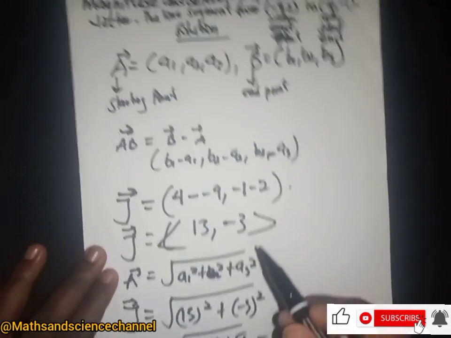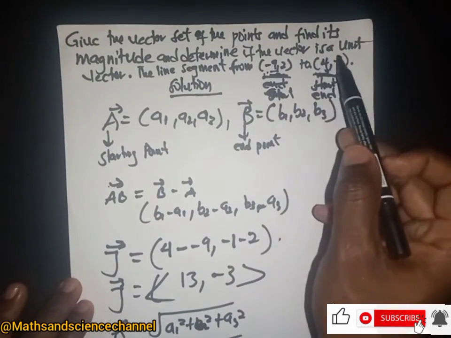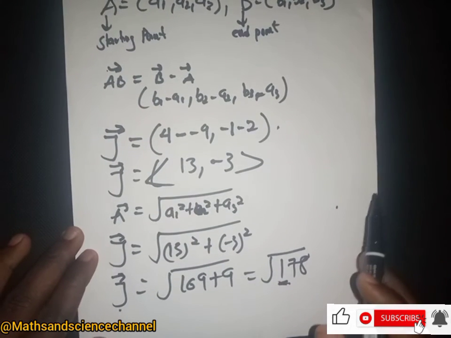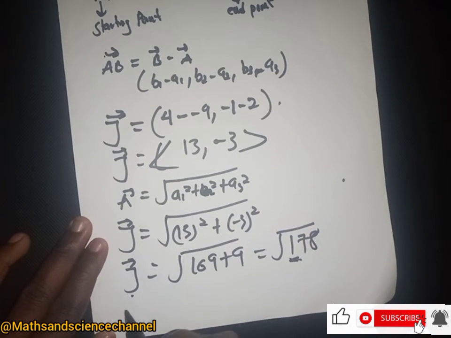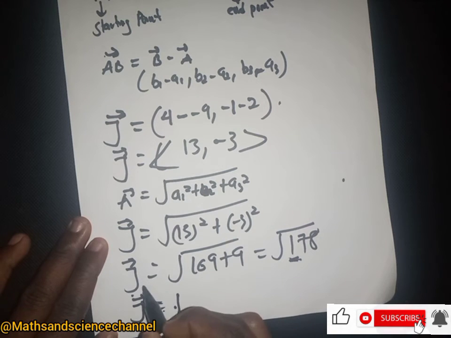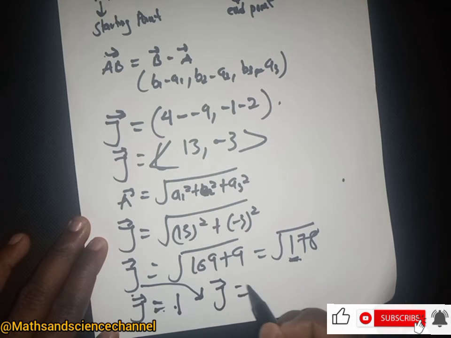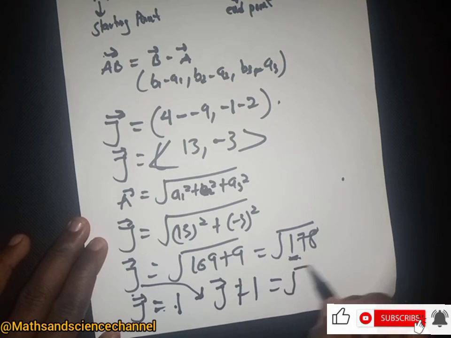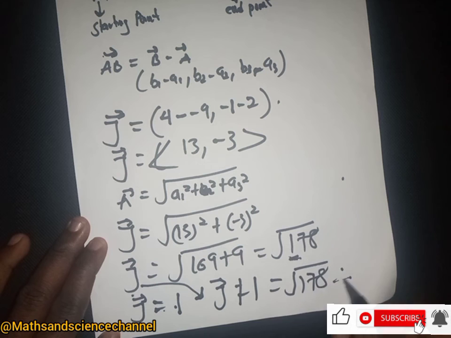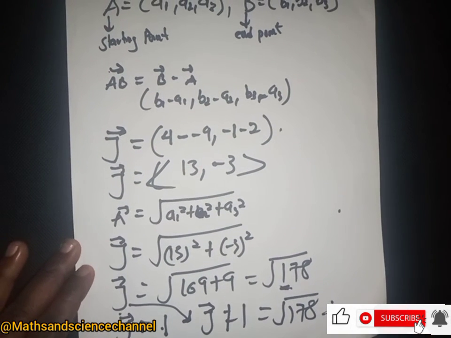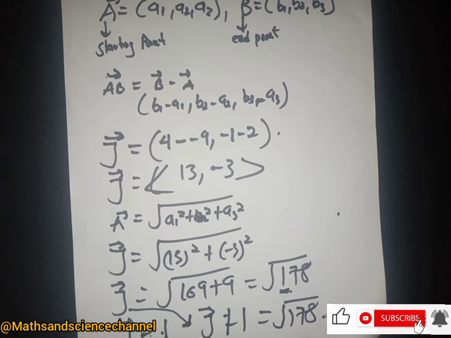Now the last question says to determine if the vector is a unit vector. For a vector to be considered a unit vector, the magnitude of that particular vector should be equal to 1. When the magnitude of that vector is equal to 1, then it is considered a unit vector. But since the magnitude of j is not equal to 1, but actually equal to the square root of 178, we can conclude that vector j is not a unit vector.